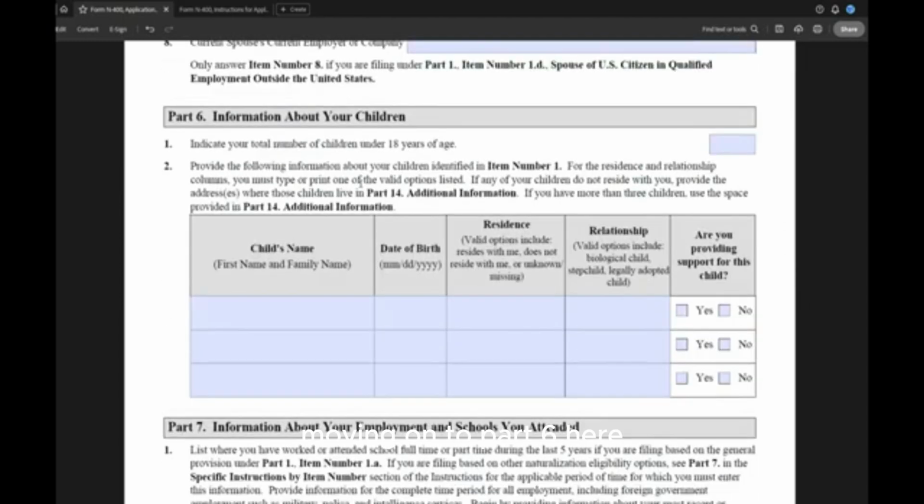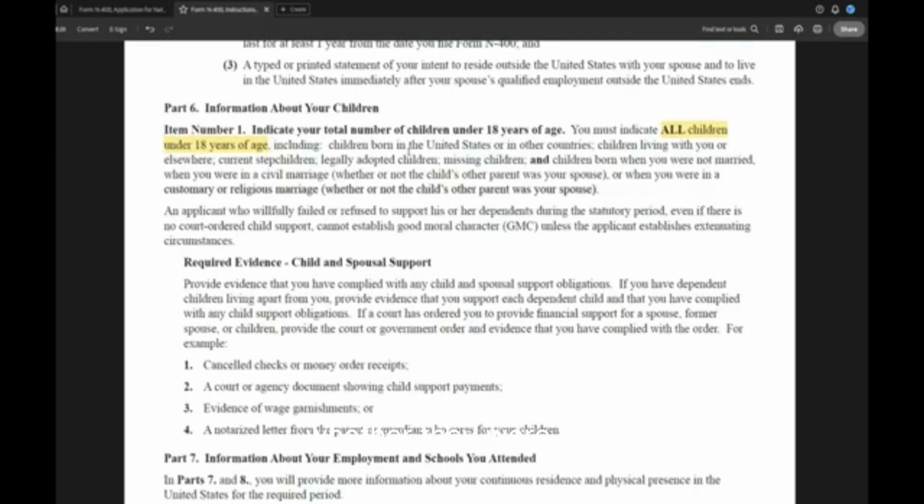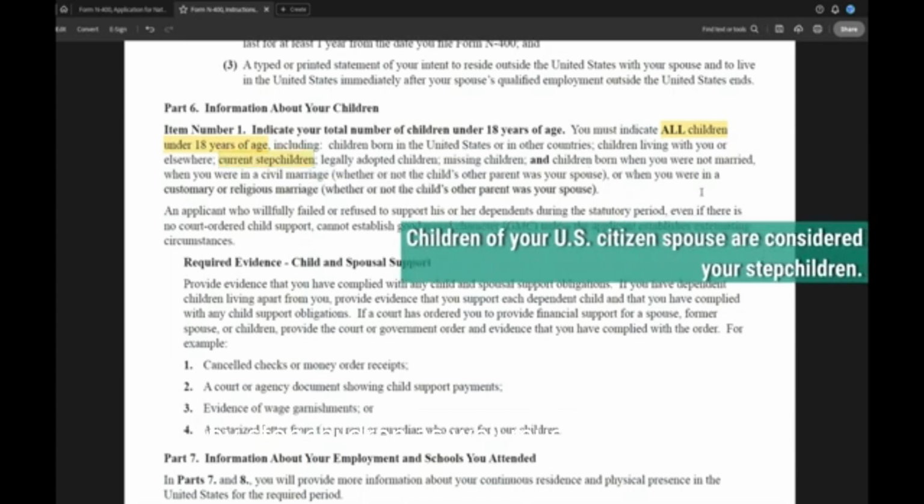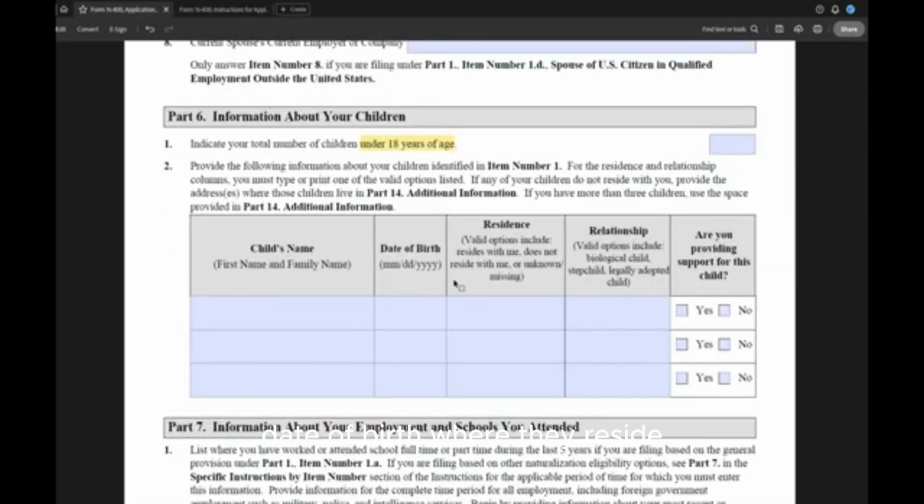Moving on to part 6, here you will need to provide information on all of your children who are under the age of 18, whether they were born inside or outside the United States, regardless where they live. Any stepchildren as well must be included, any children that are missing, children born out of wedlock. You will need to provide their name, date of birth, where they reside, their relationship to you, and are you providing support for this child?